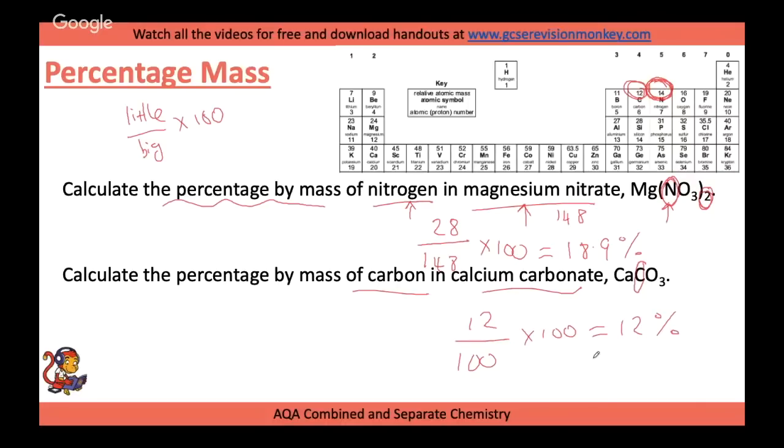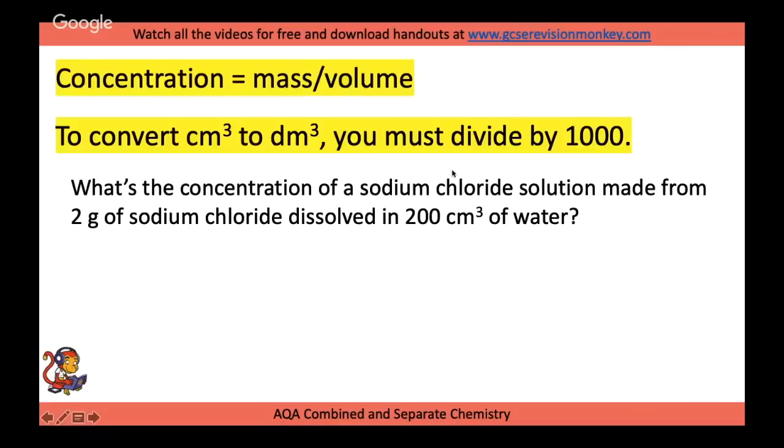So this, for foundation and for higher, is the equation that you need to know. Now for foundation, this is the only real equation that you need to remember. So please brain dump that as soon as you get into the exam. Concentration is mass over volume. Now concentration is measured in grams per decimetre cubed. That means the mass must be in grams and the volume must be in decimetres cubed.